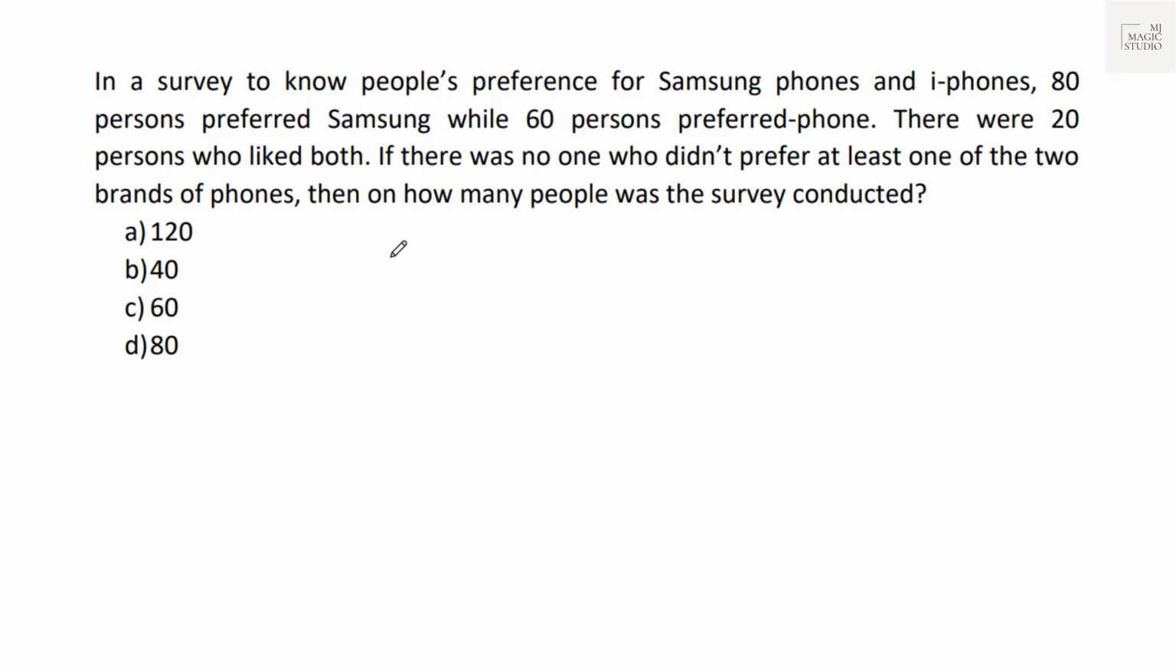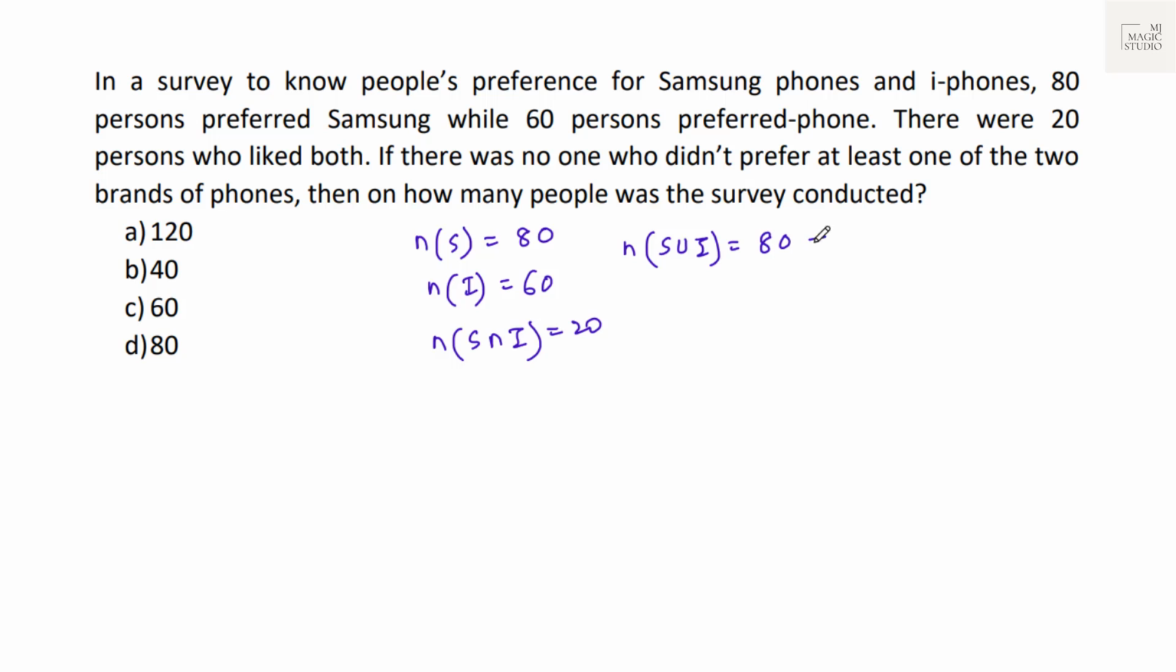In a survey to know people's preferences for Samsung phones and iPhones, 80 people preferred Samsung, while 60 people preferred iPhones. There were 20 who liked both, that means S intersection I is 20. If there was no one who didn't prefer at least one of the two brands of phone, then on how many people was the survey conducted? That means they are asking us to find what is S union I. That is NS plus NI minus S intersection I. A union B is A plus B minus A intersection B. 140 minus 20, 120. So on 120 people, the survey was conducted. Option A is the pick.